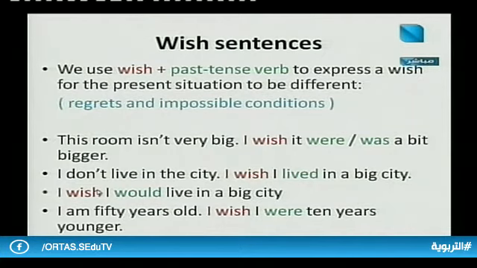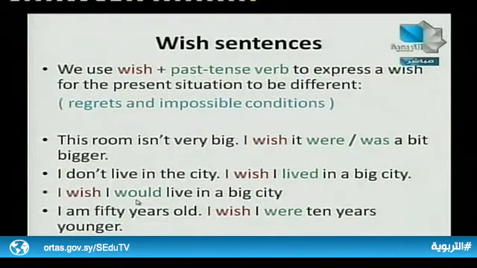So we have two choices for the first sentence. I don't live in the city. We can use the past simple, I wish I lived in the city, or I wish I would live in the big city. Both of them are correct and possible. I am 50 years old. I wish I were 10 years younger.